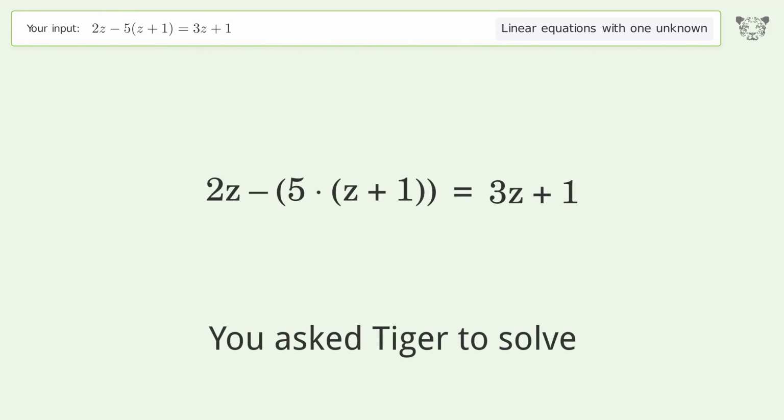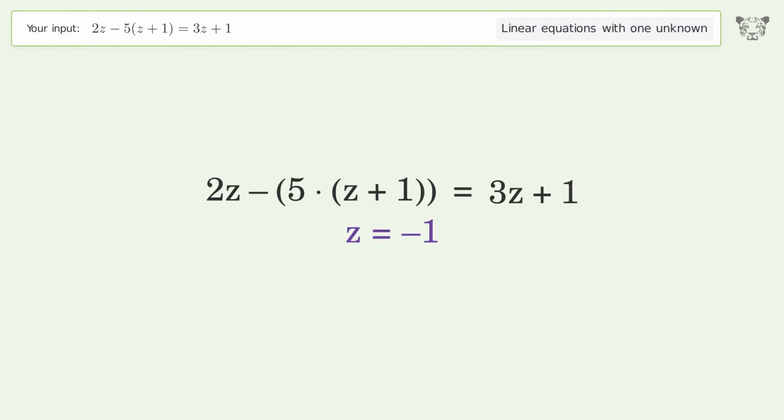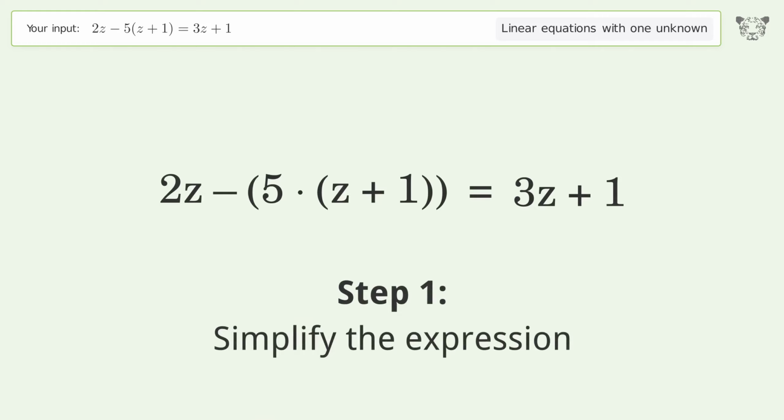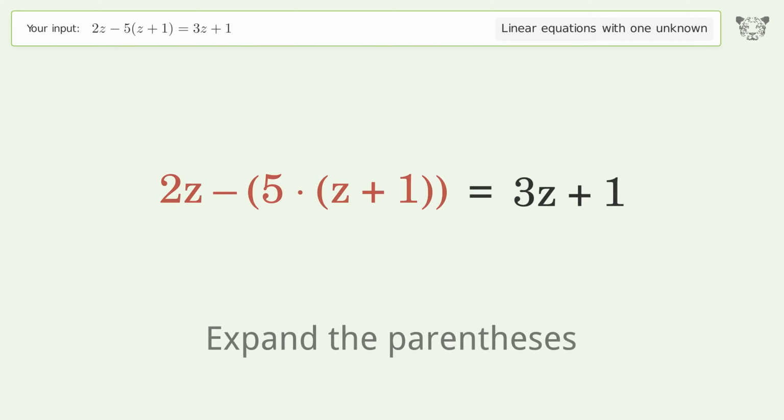You ask Tiger to solve. This deals with linear equations with one unknown. The final result is z equals -1. Let's solve it step by step. Simplify the expression. Expand the parentheses.